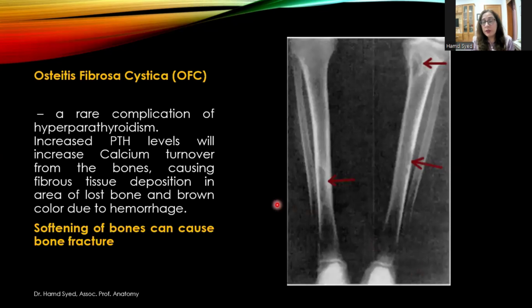Another clinical condition related to bones is osteitis fibrosa cystica. This is a rare complication of hyperparathyroidism. What happens is that the increased parathyroid hormone levels will increase calcium turnover from the bones, causing fibrous tissue deposition within the bones, and the area of bone that has been lost gives a cyst-like appearance, as you can see in this X-ray, where you can see the tibia, and you can see over here the empty appearance, and there's also a brownish discoloration because of the hemorrhage. And then again, the softening of the bones that can cause bone fracture.